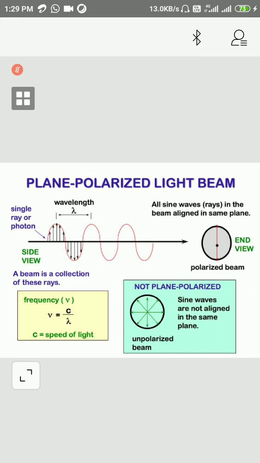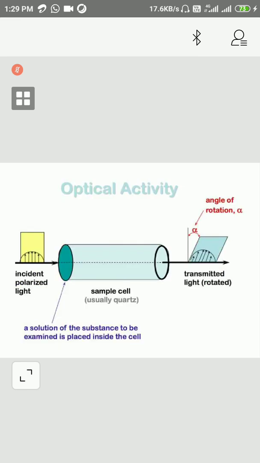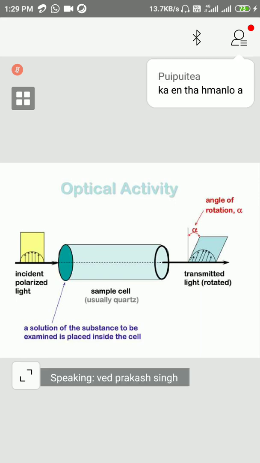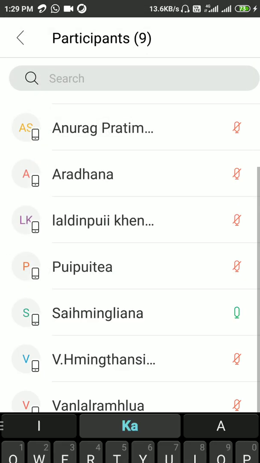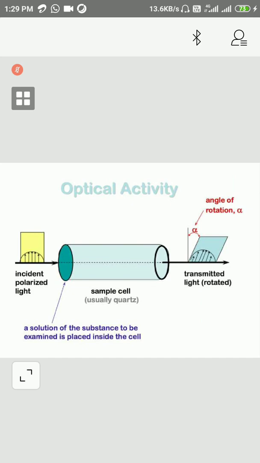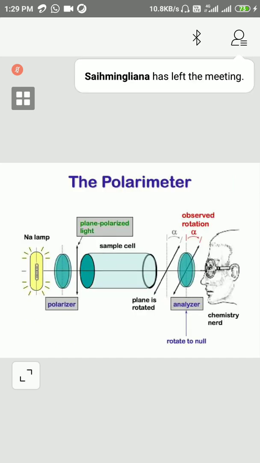Now this will pass through the sample, through the material, to check the optical activity. For example, here the incident polarized light has only one direction, which means it is polarized light. When it passes through the sample, this is a sample cell where the sample is kept inside, after passing through this, the direction of this plane polarized light will change in the transmitted light. This way we can examine the optical activity of the material.